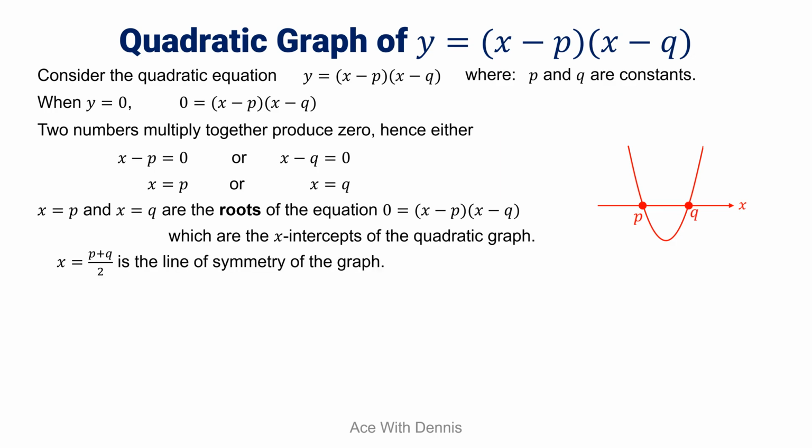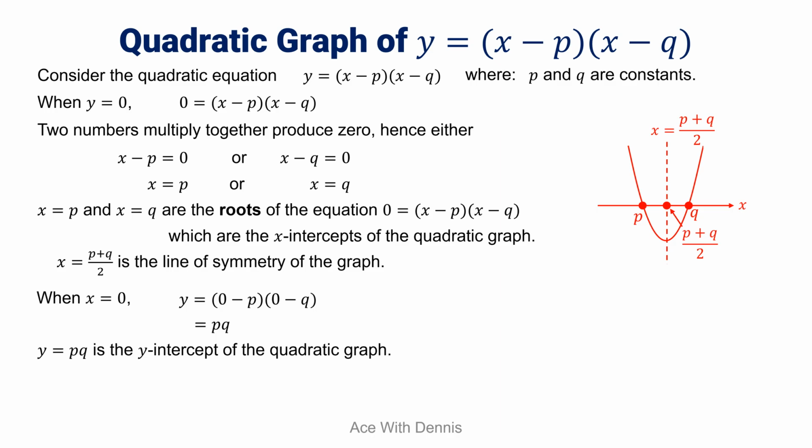x equals (p plus q) over 2 is the line of symmetry of the graph. Hence, this dotted line is the line of symmetry, and this point is (p plus q) over 2. The equation of the line of symmetry is x equals (p plus q) over 2. When x equals 0, the equation becomes y equals (0 minus p)(0 minus q), which is pq. So y equals pq is the y-intercept of the quadratic graph.